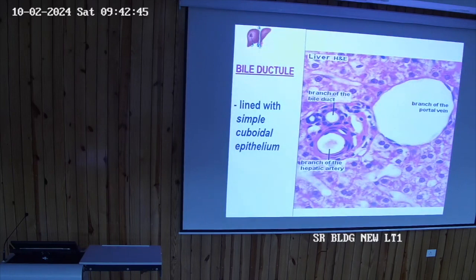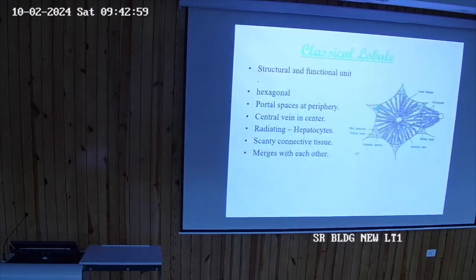So what will be the epithelium of the portal vein? Endothelium. जहाँ पे भी word endothelium, mesothelium आता है, they are all lined by simple squamous epithelium. So for the artery and vein it is simple squamous epithelium. For the duct it is simple cuboidal.